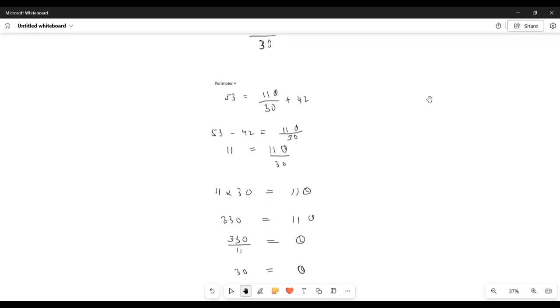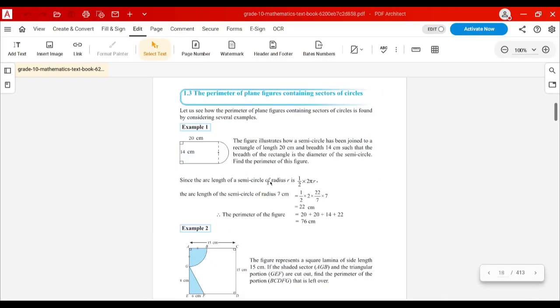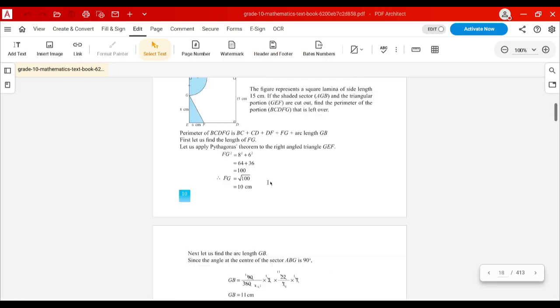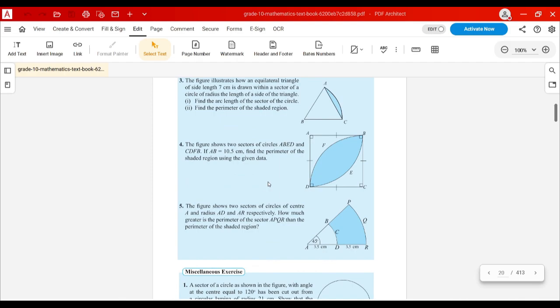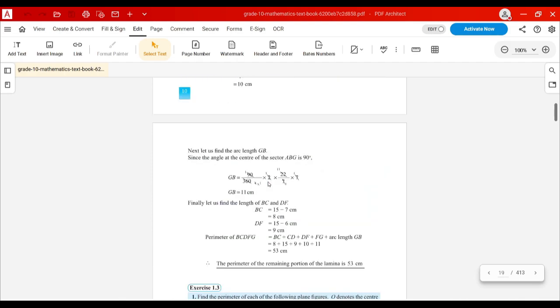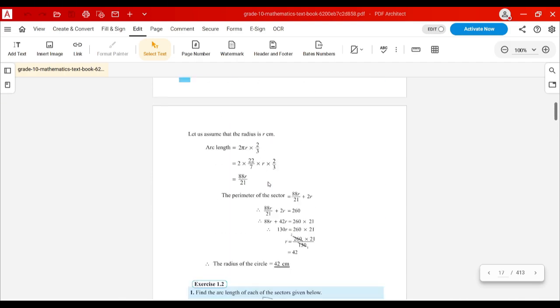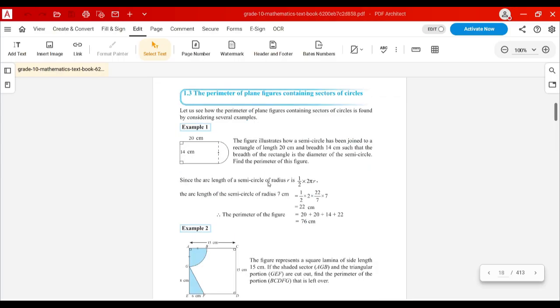Anyways, study well, and I think the next topic is what? Yeah, the perimeter of plane figures containing sectors of circles. It's too easy, nothing much. It's really easy, right? Right, I will do the next lesson and upload it at a later time.